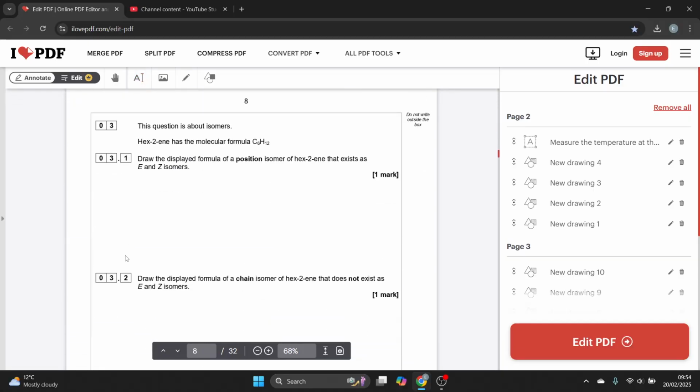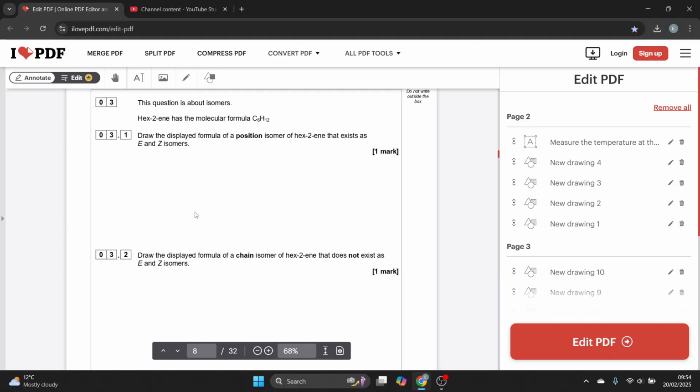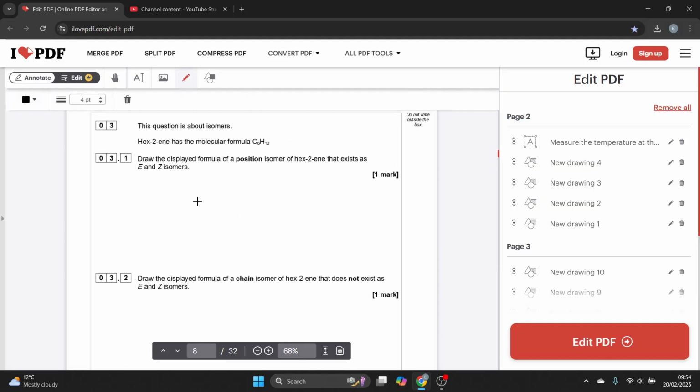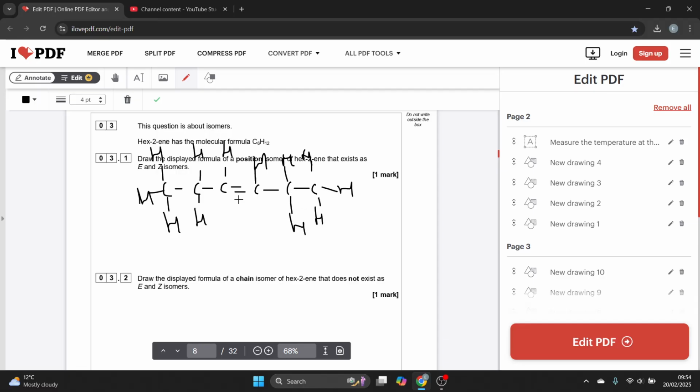Question 3.1. Draw the displayed formula of a position isomer of hexene that exists as E/Z isomers. So hexene, one, two, three, four, 6, and then just fill in the hydrogens. Remember, with the double bond, carbon double bond, you lose 2 hydrogens, and those 2 hydrogens are gone.